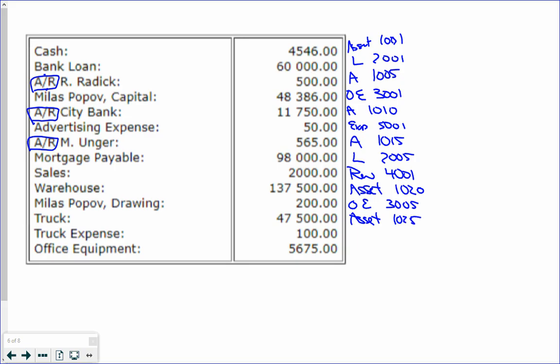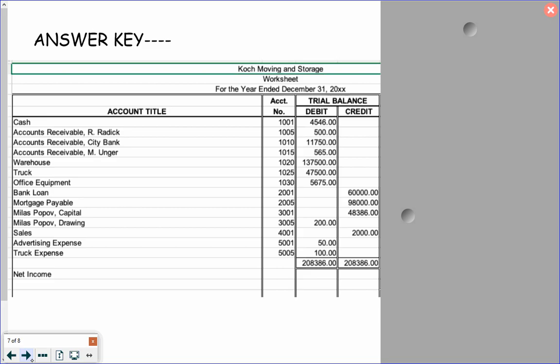Truck expense and office equipment. Truck expense is going to be 5,005, and office equipment is an asset, so I'm up to 1,030. Okay? So what we would then do is organize all the assets together, all the liabilities, owner's equity, revenue, expenses. I've put the full answer on the next page, but just to talk you through how I did it.